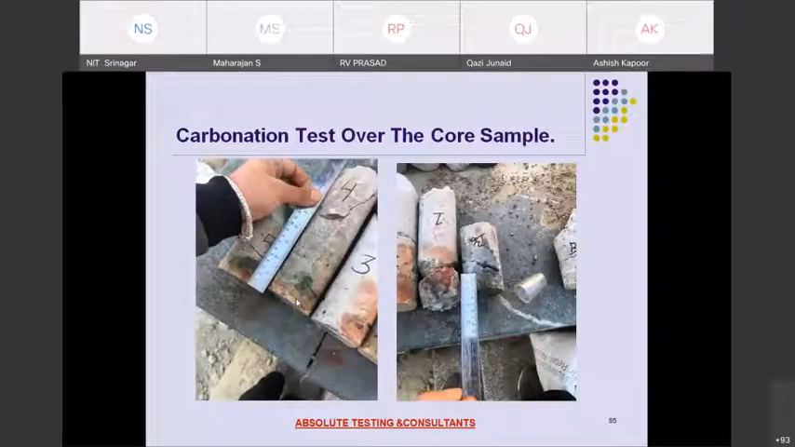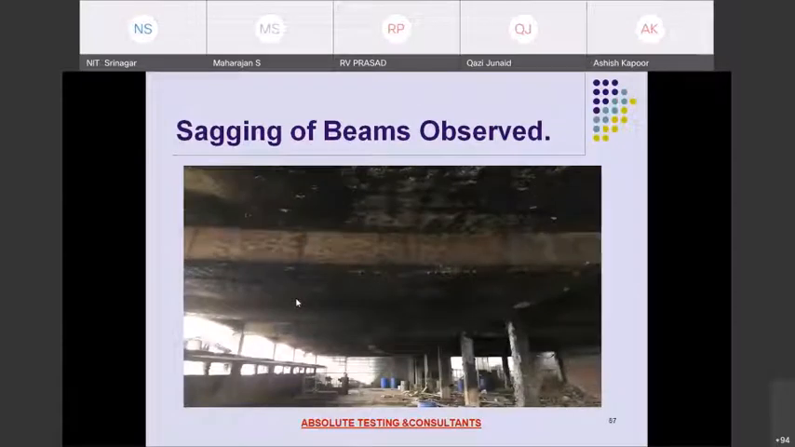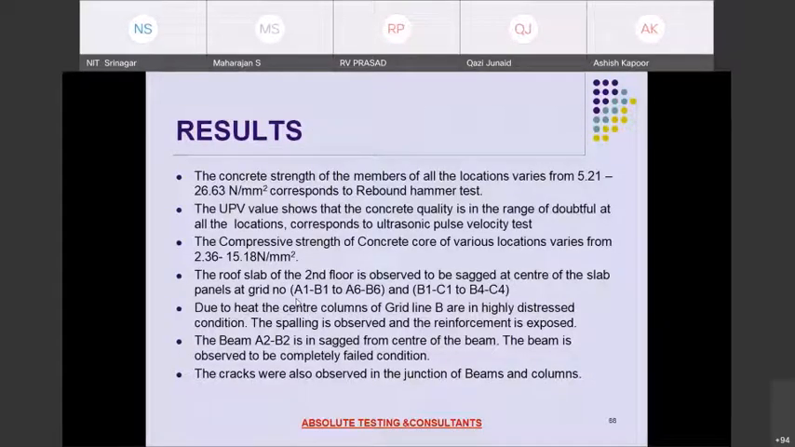This is how the carbonation test on the core samples has been done, and the depth of carbonation is measured. You can see the spalling of concrete resulting in exposed reinforcement bar in the beams. Sagging of the beam was observed. So what was the result?